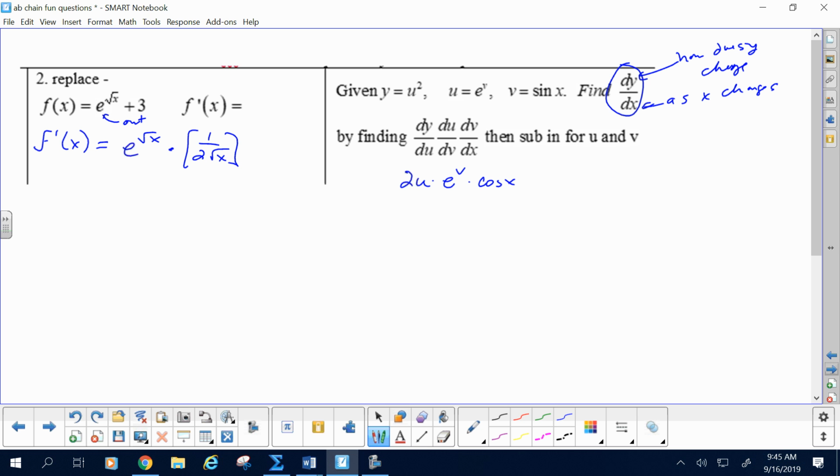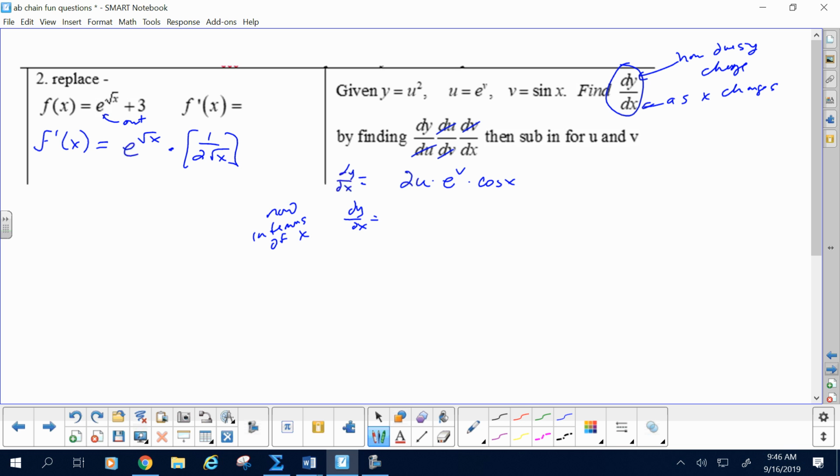All right, now that's great. This is dy/dx we just found here, because by doing that, the du's cancel, the dv's cancel, and I have y changing with x. That's cool. But it should be in terms of x only. So getting it in terms of x is the next and last thing to do.